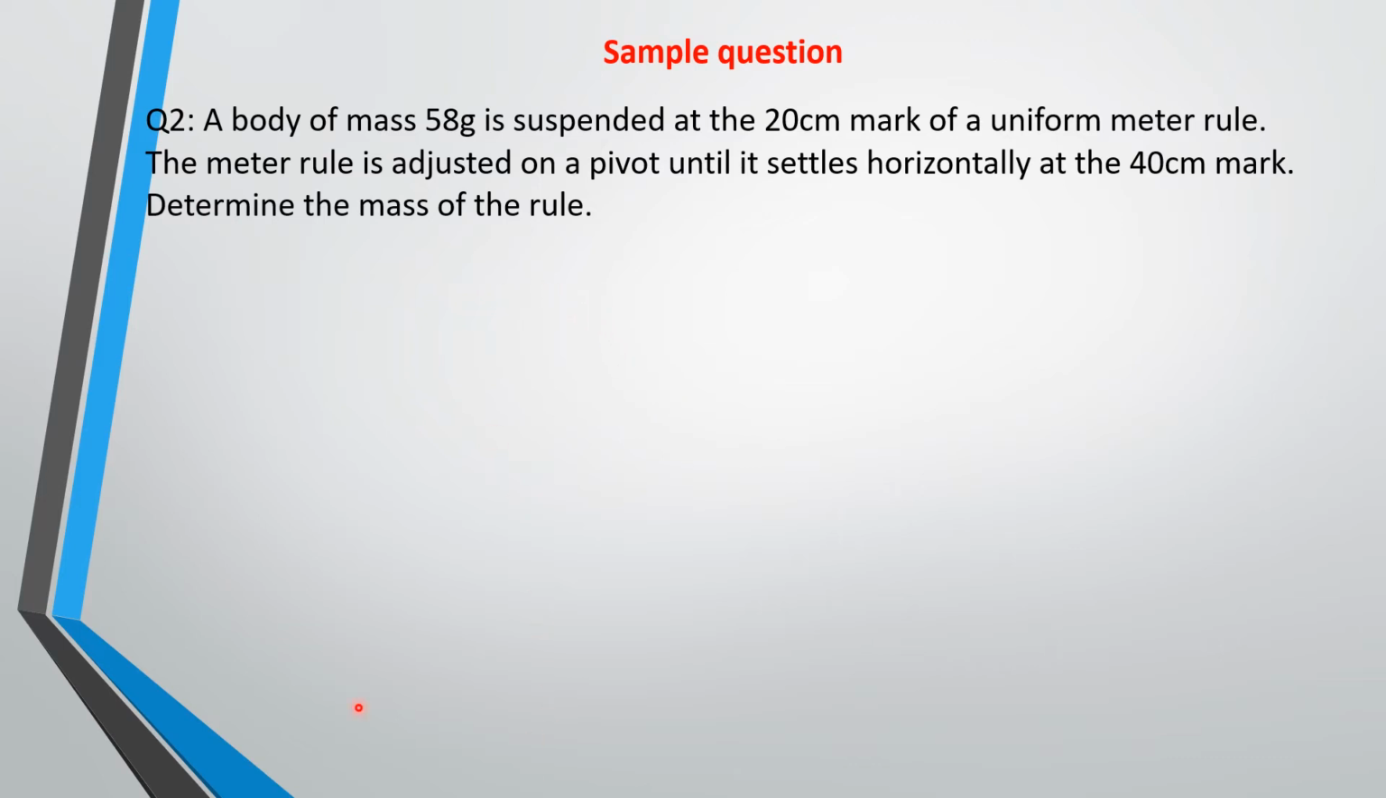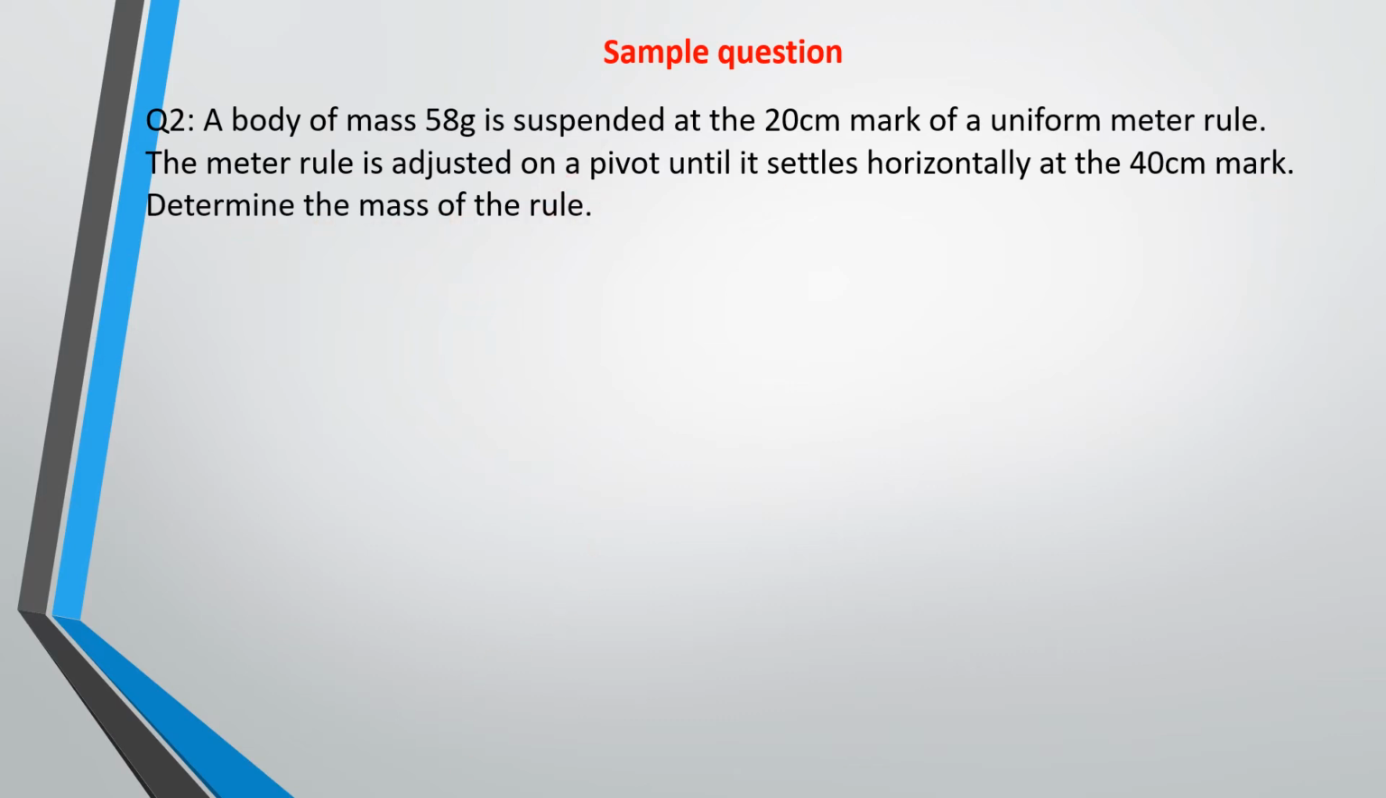So this is another question, and this one says a body of mass 58 gram is suspended at the 20 centimeter mark of a uniform meter rule. The meter rule is adjusted on a pivot until it settles horizontally at the 40 centimeter mark. Determine the mass of the rule.